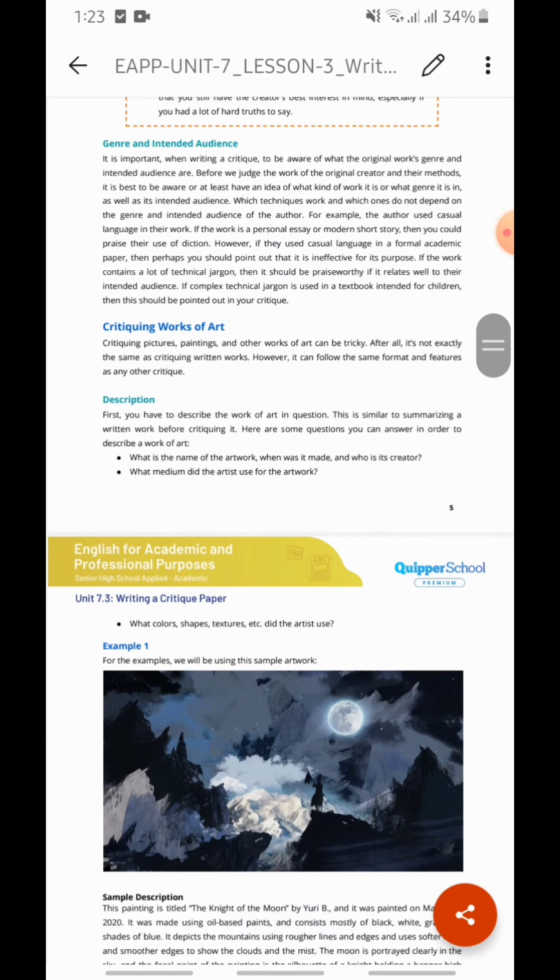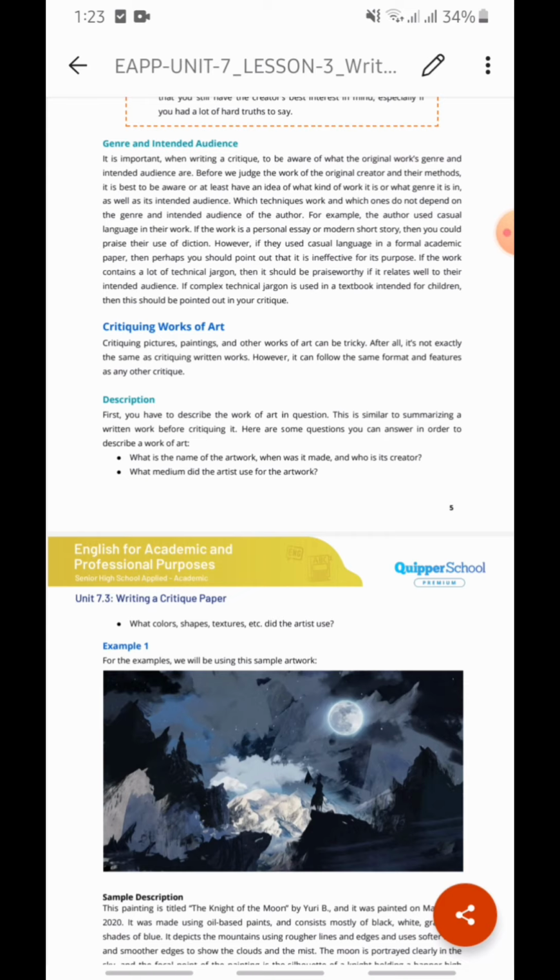So, first is the description. First, you have to describe the work of art in question. So, may mga question na kailangan nimo tubagon before ka mag-critic sa isa ka work. So, this is similar to summarizing a written work before critiquing it. Here are some questions that you can answer in order to describe a work of art.